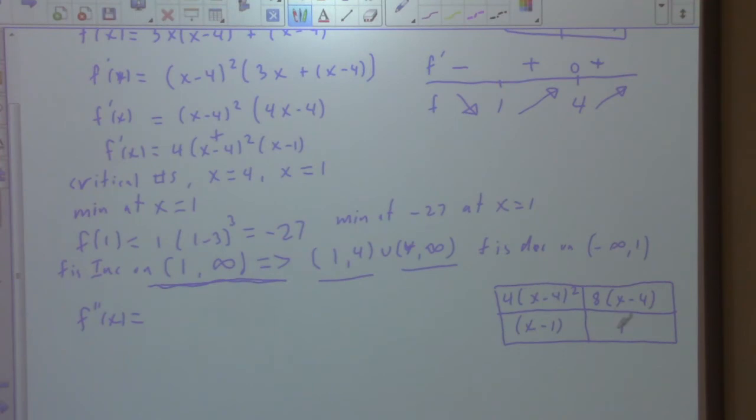So f double prime of x is going to be this times this. So 4 times x minus 4 squared. And then these things multiplied together, plus 8 times x minus 4 times x minus 1.